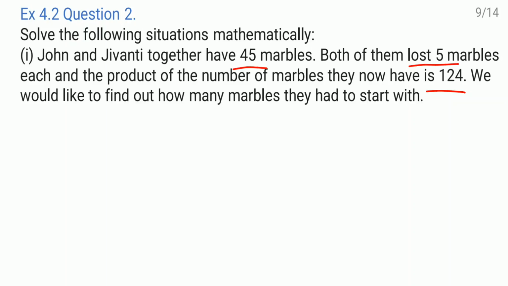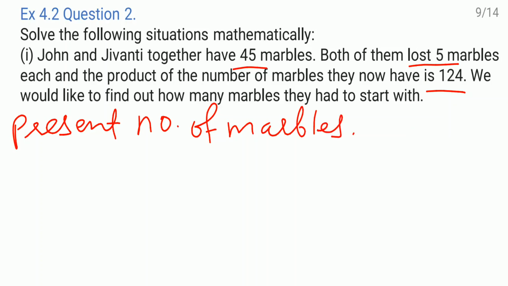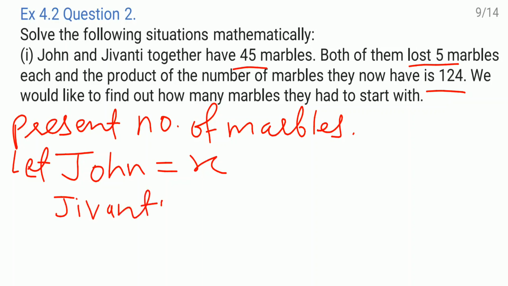See here, John and Jivanti together have 45 marbles. If I say John has X marbles, it means that Jivanti will have 45 minus X. Right? So first I write down the present number of marbles. Let John have X marbles. That means John has X marbles and Jivanti has 45 minus X.